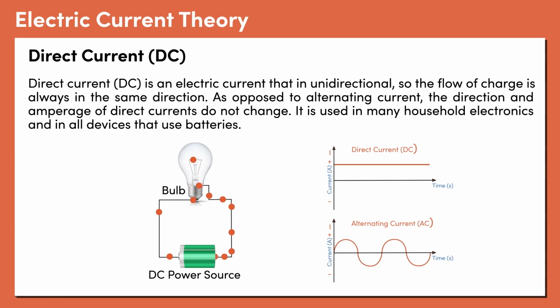DC can be generated by batteries, solar cells, fuel cells, thermocouples, etc. An alternating current can be converted to direct current by using a rectifier. Direct electric power is generally used in low voltage applications. Most electronic circuits need a DC power supply.